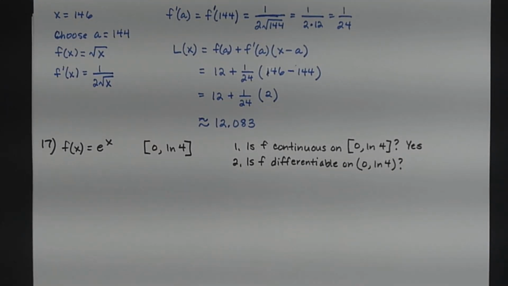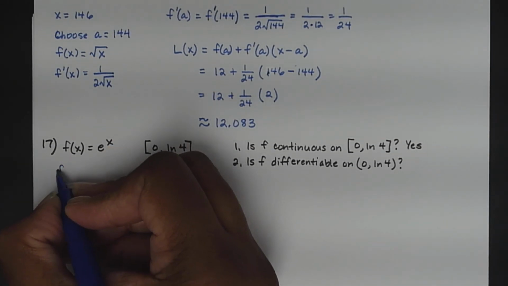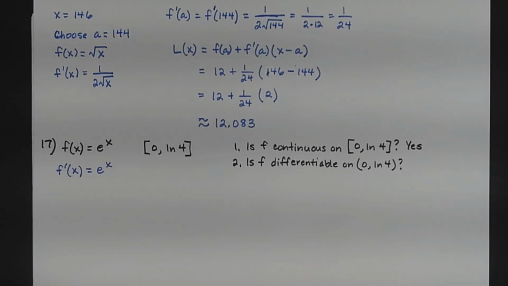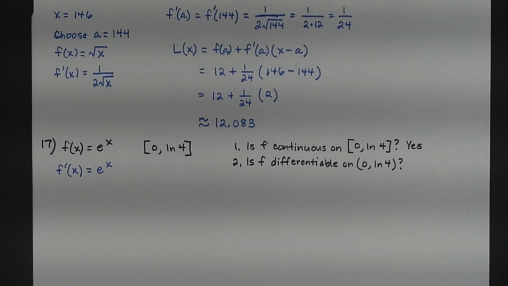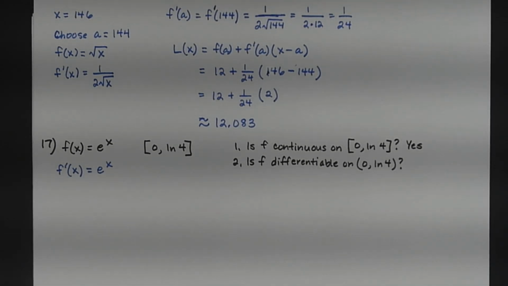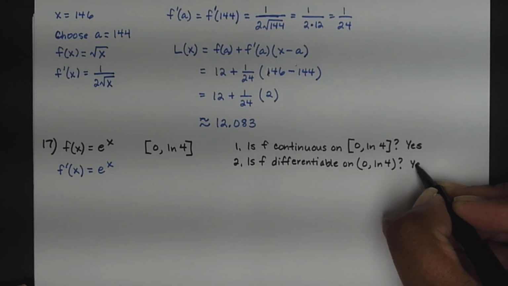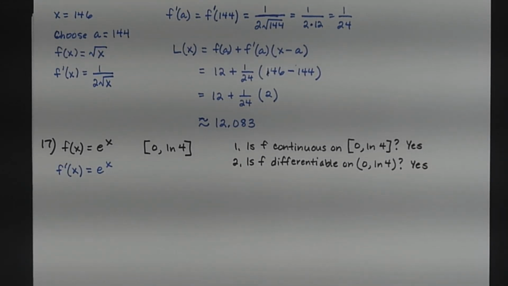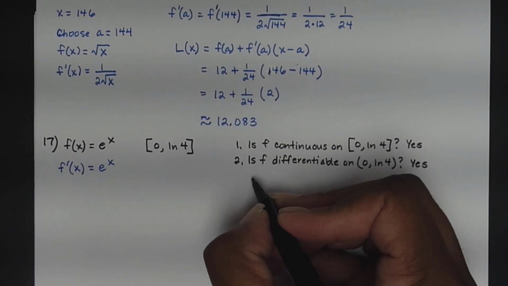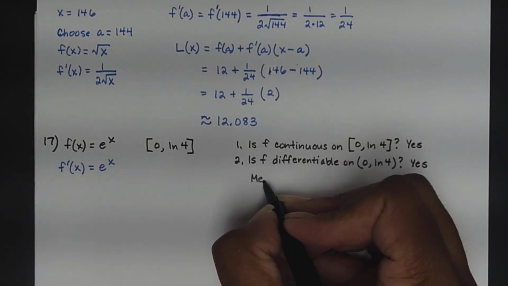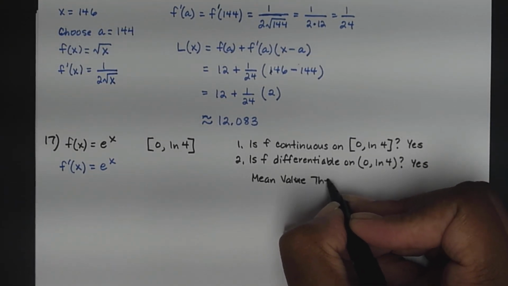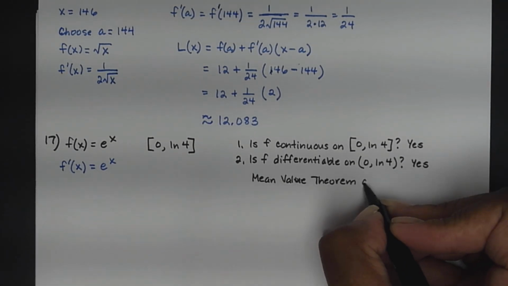Well, if I take the derivative of f of x equaling e to the x, f prime of x, well, the derivative of e to the x is e to the x. And I still would get a value for that, for any value between 0 and the natural log of 4. So that means here, it too is differentiable on that open interval 0 to ln of 4. Okay, I answer yes to both of them, so that means that the mean value theorem applies.